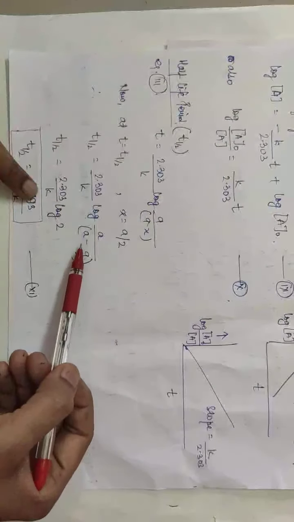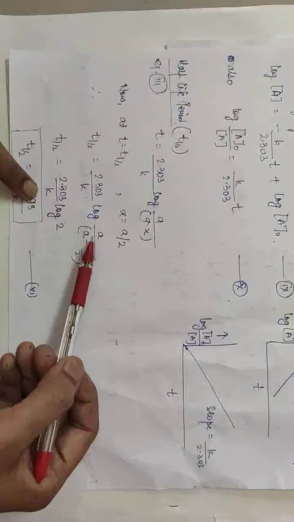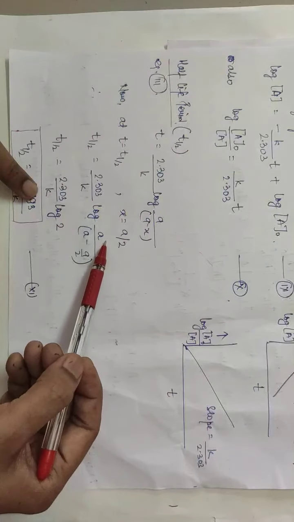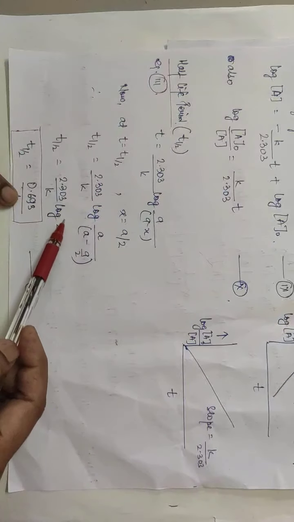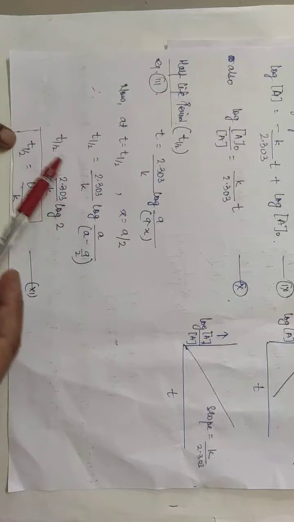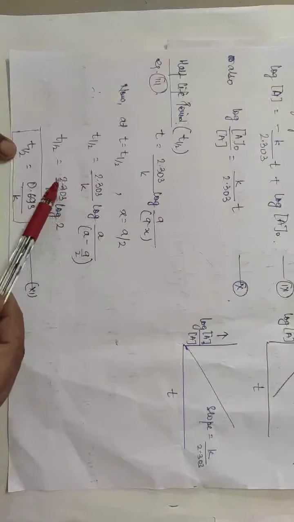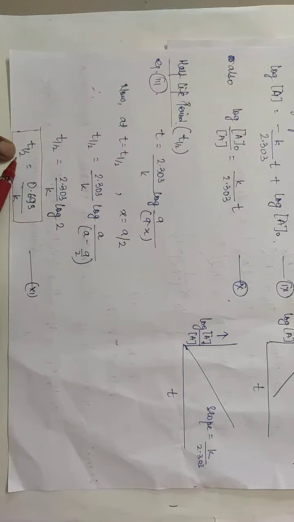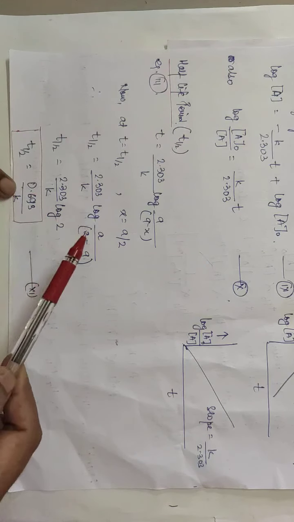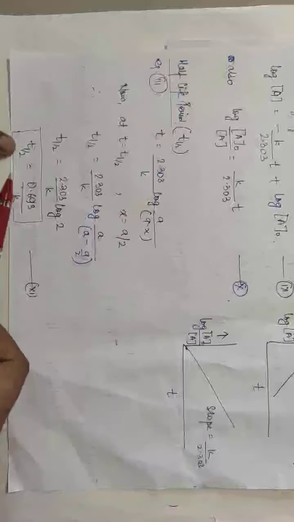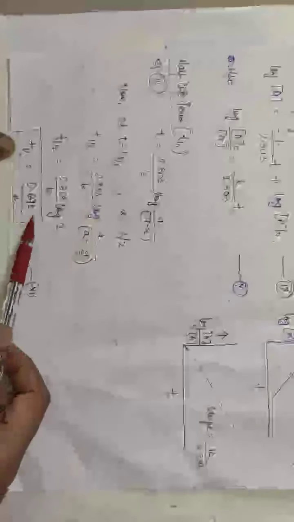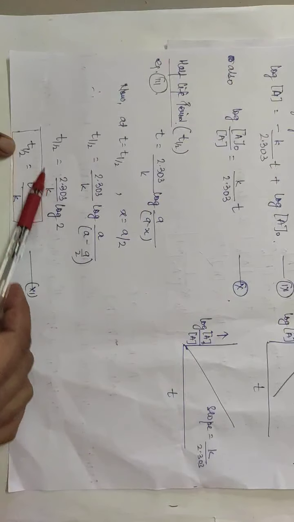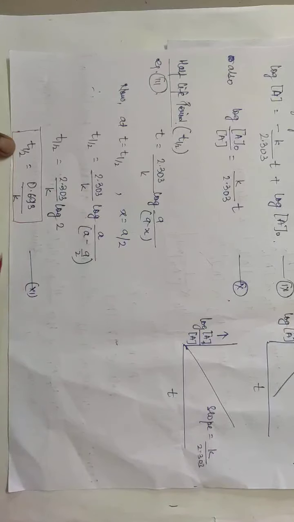Take a common from the denominator and cancel it out from numerator and denominator. This will give only log 2. Now multiplying the value of log 2 with 2.303, we will get t half is equal to 0.693 by k. So you can see that the half-life period for the first order reaction is independent of the concentration term. There is no concentration term in the expression.